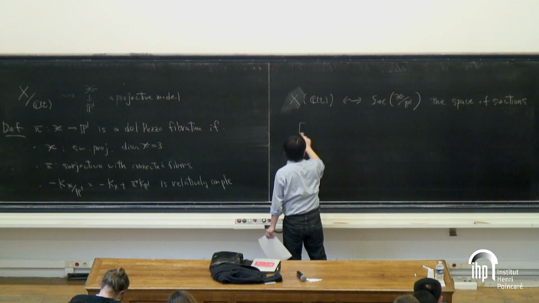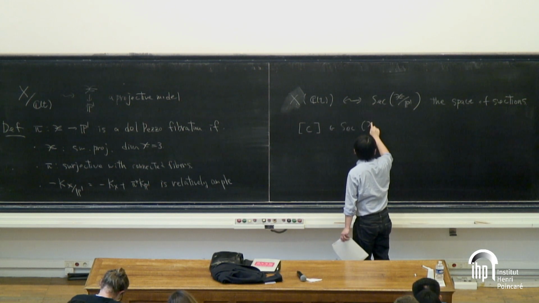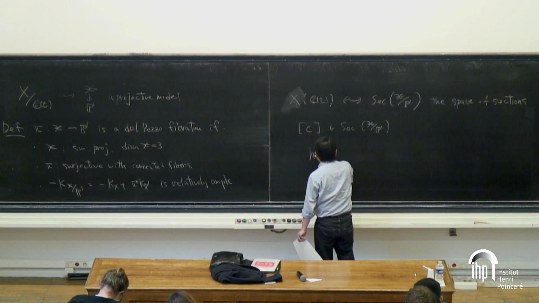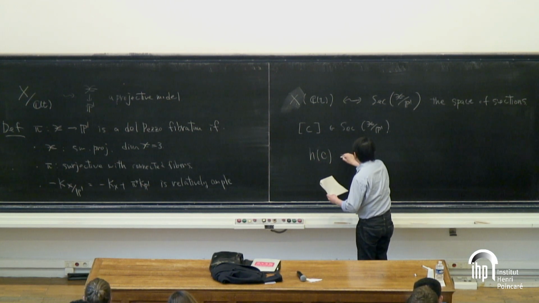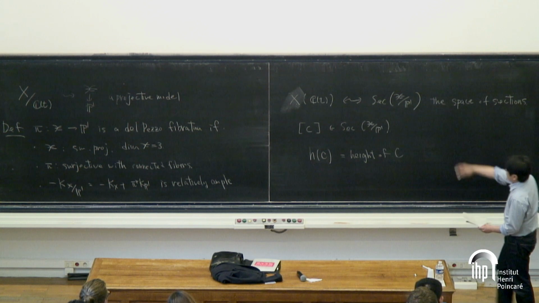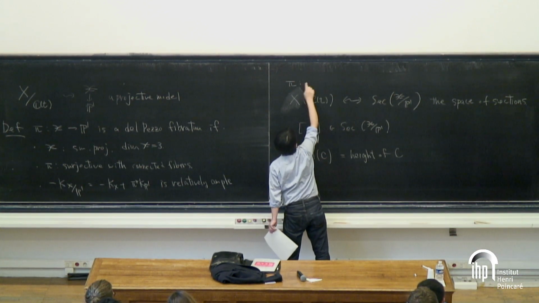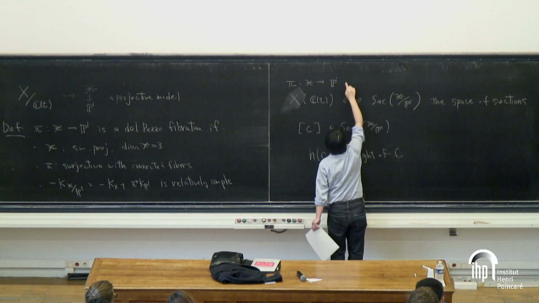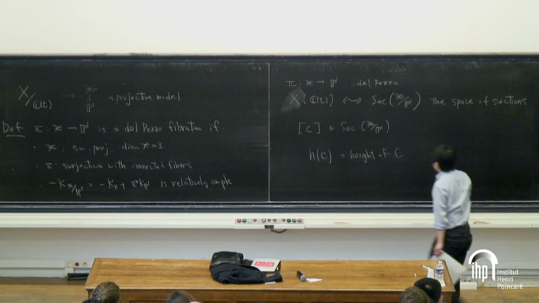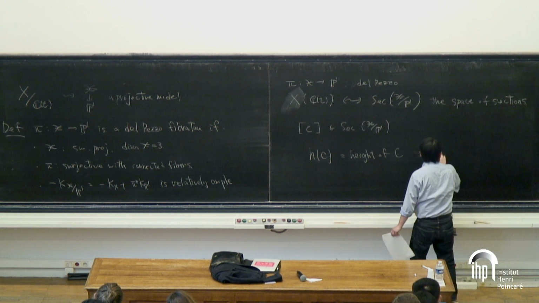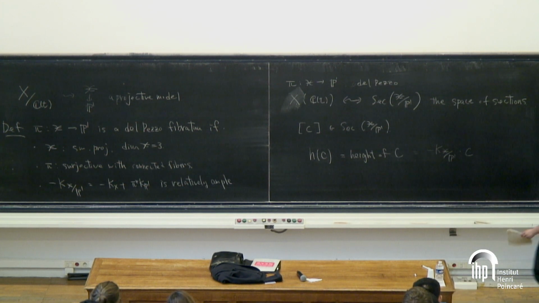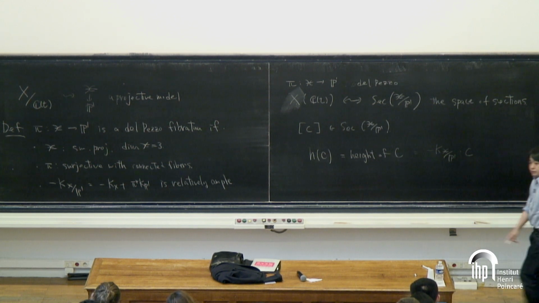And then for each section we can define a height. This is the height of C. So I'm assuming that, sorry, pi is a Del Pezzo fibration over P1. So this is a Del Pezzo fibration, and the height of C is defined by the intersection number with the relative anti-canonical class. And then this leads to some sort of Manin's conjecture in this setting.